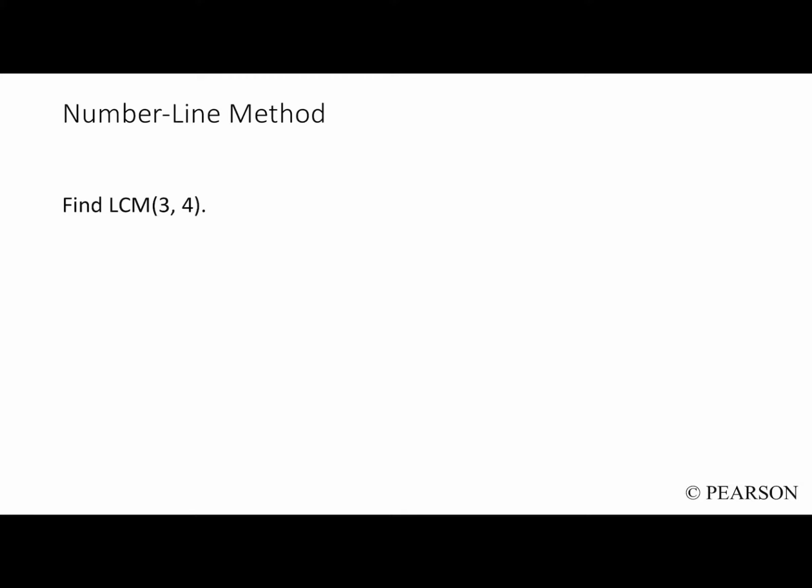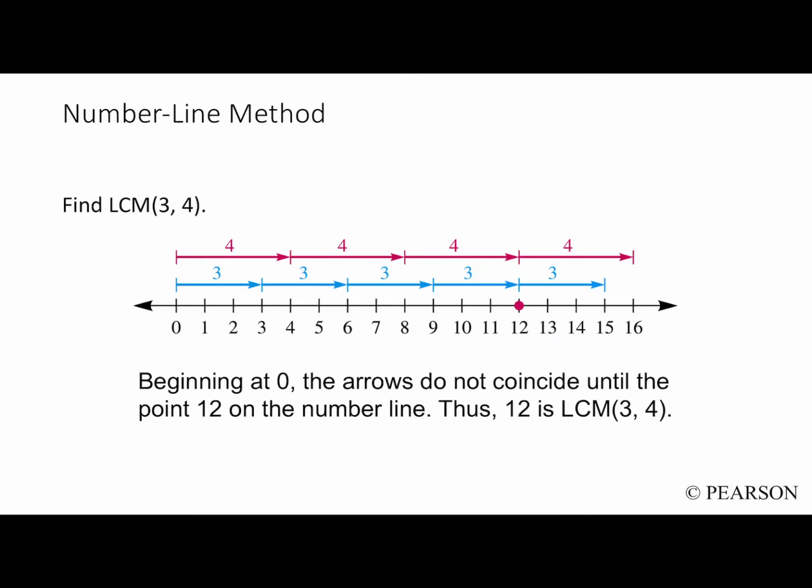So I want the least common multiple of 3 and 4. Well, if I want multiples of 3, I'm going to move 3 units at a time on the number line. And so I'm just going to mark off those multiples one at a time. And above that, I'm going to look at the multiples of 4. Multiples of 4, I'm going to move 4 units at a time to the right on the number line.